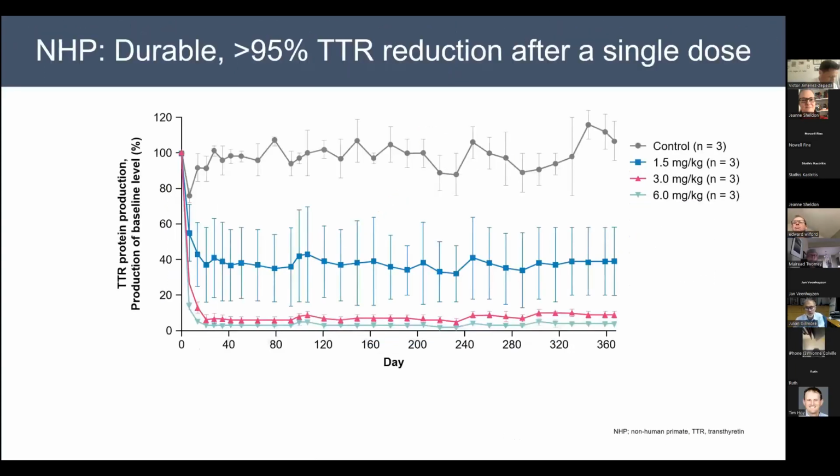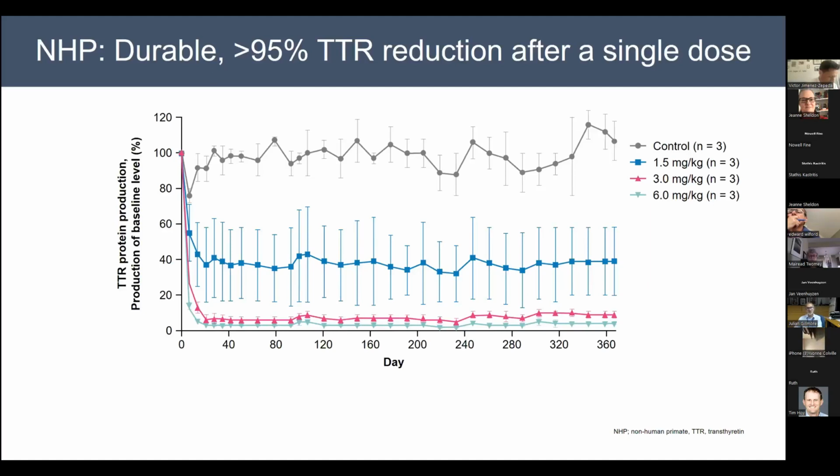So preclinical in vivo studies were conducted in cynomolgus monkeys using a surrogate LNP incorporating a single guide RNA, obviously specific to the monkey TTR gene. This graph here shows the mean percentage reduction from baseline in serum TTR protein concentration in monkeys receiving the LNP at 0, 1.5, 3, and 6 milligram per kilogram of the RNA cargo on day 0, and followed up for 367 days. The vertical lines represent standard deviations across the 3 animals in each group.